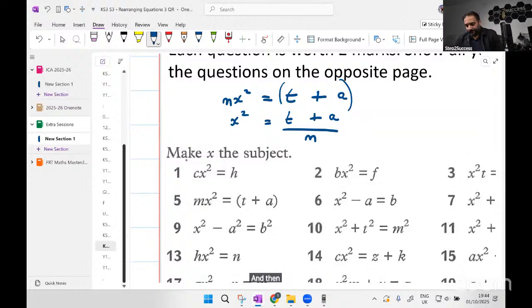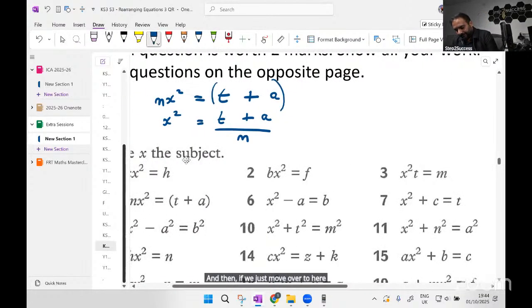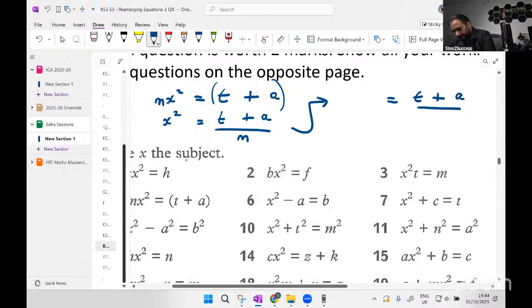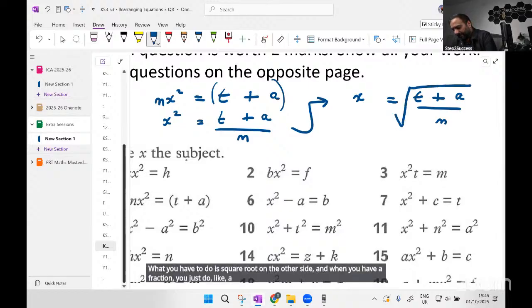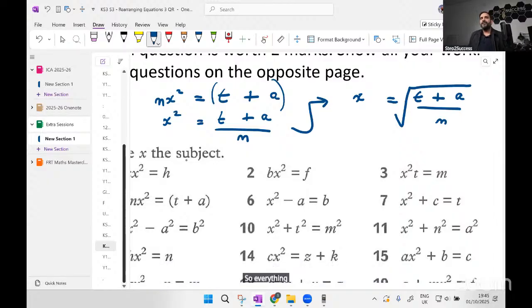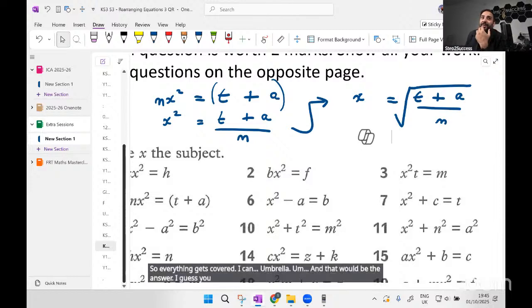And then, if we just move over to here, when you have x squared and you don't want the squared, what you have to do is square root the other side. And when you have a fraction, you just do a big square root like that, so everything gets covered like an umbrella. And that would be the answer. I guess you can put plus or minus in front of it, but I wouldn't.